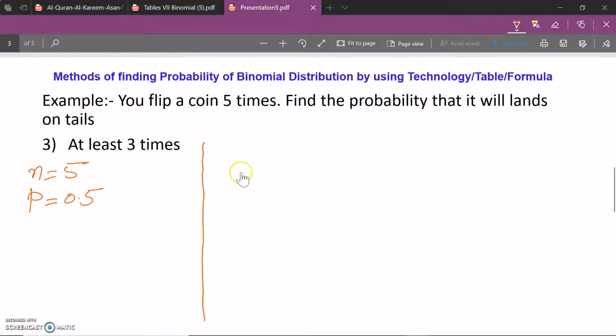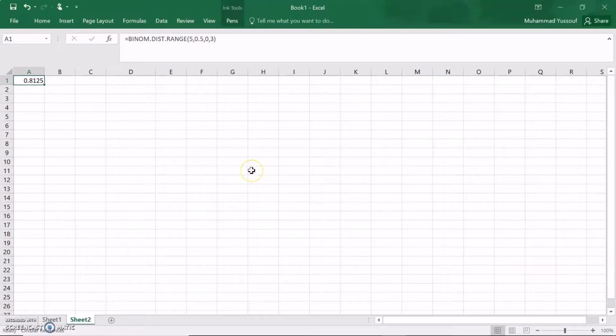In the third part, it is asking what is the probability that the coin will land on tail at least 3 times. What you need to understand is what this means: at least 3 times means 3 or more. So it is asking here for the probability that x is greater than or equal to 3. That is what I mean by at least 3. So again, we are going to use Microsoft Excel for this purpose. Let's see how we're going to do that.